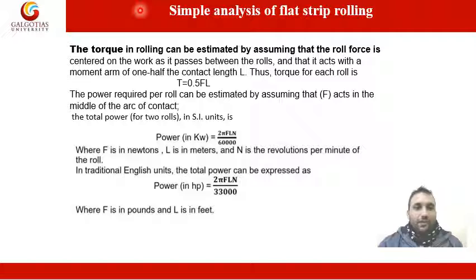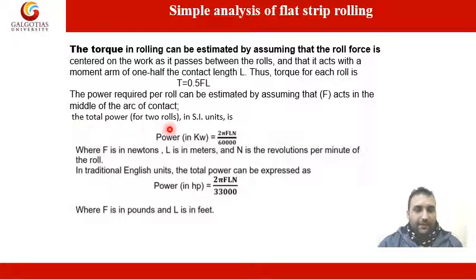The torque in the rolling can be estimated from the roll force that is centered on the work that passes between two rolls, and it acts on the moment arm of one half of the contact length, that is L. The torque in each roll is T equal to 0.5 into F into L, where F is assumed to act at the center of the arc of contact. L is the total length.